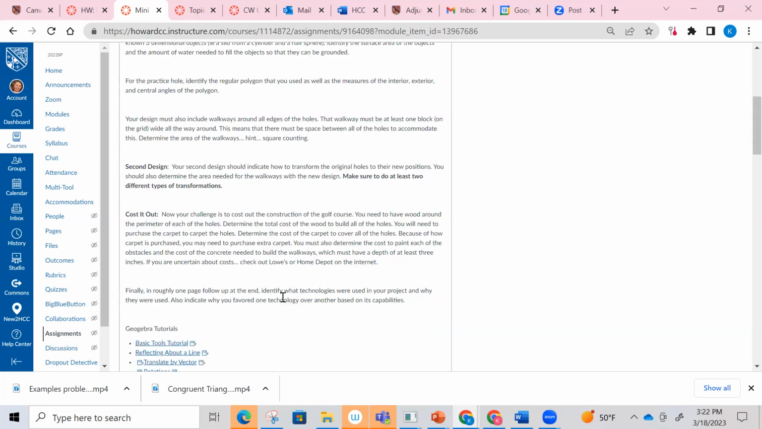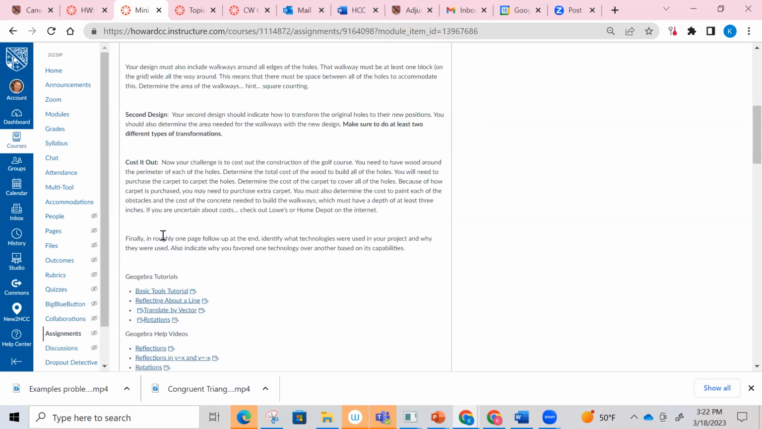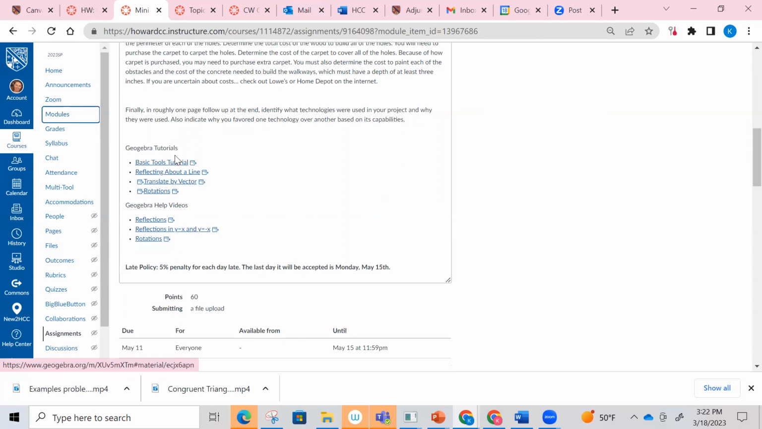And then when you're done with your designs, in roughly 1 page, you need to follow up at the end and identify what technologies were used in your project and why they were used. Also indicate why you favored one technology over another based on its capabilities. Okay, and here are some basic GeoGebra tutorials and GeoGebra help videos that can help with that.